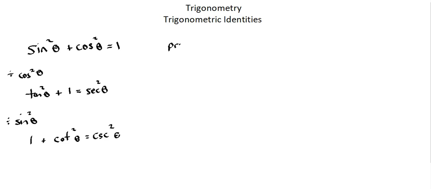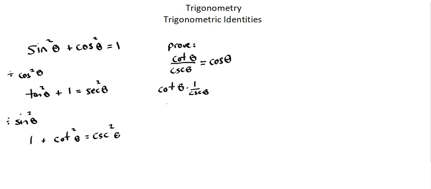First, we want to prove that cotangent of angle over cosecant of angle equals cosine of angle. And I'm going to work with the more complicated side of the equation. In this case, that's the left side, and my goal is to simplify to cosine of angle. I can split this up as cotangent of angle times 1 over cosecant of angle.